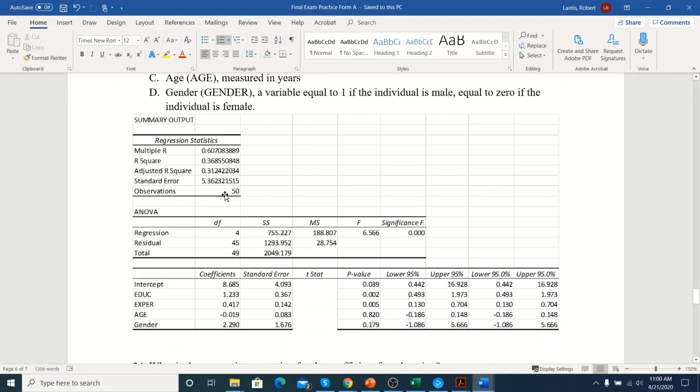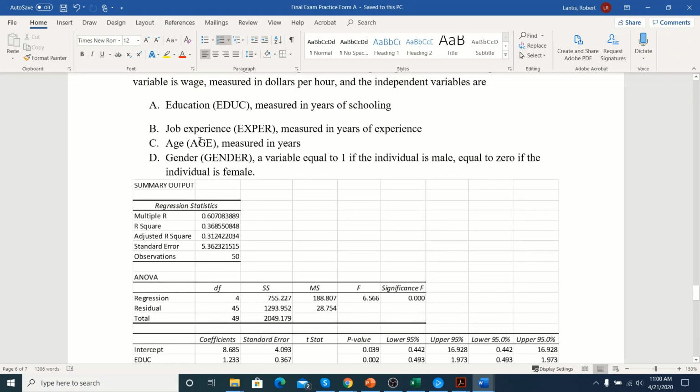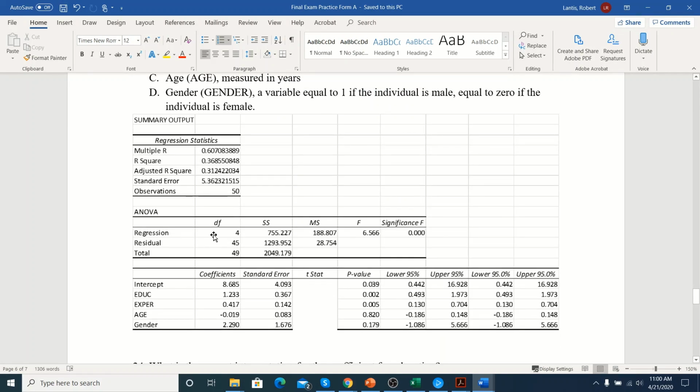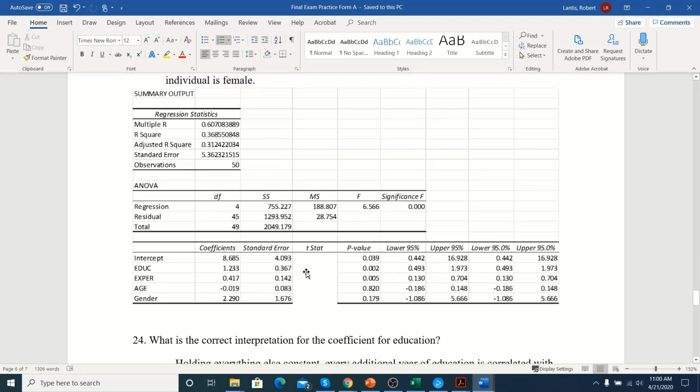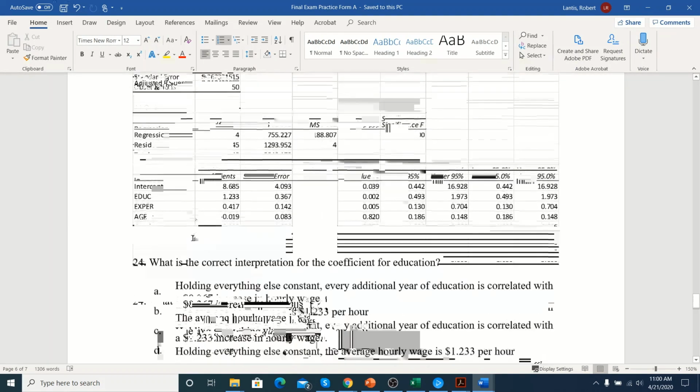I run this regression. I get an R squared of about 0.37. So I'm explaining about 37% of the variation in wages with just these 4 variables, right? Which kind of makes sense. Education, experience should kind of be pretty good predictors. I give you the rest of the output. I don't give you the test statistics, right?